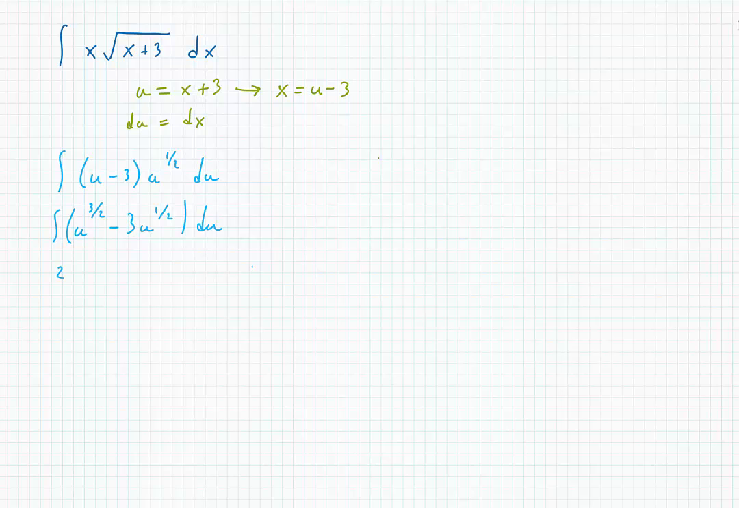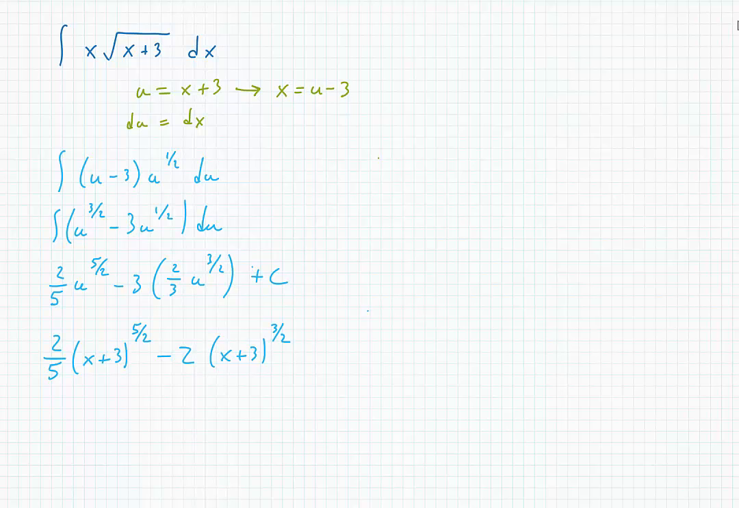So we're going to end up with 2/5 u to the 5/2 minus 3 times 2/3 u to the 3/2 plus c. That's going to end up being 2/5 times x plus 3 to the 5/2 power minus 2 times x plus 3 to the 3/2 power plus c. So we were able to take the antiderivative.